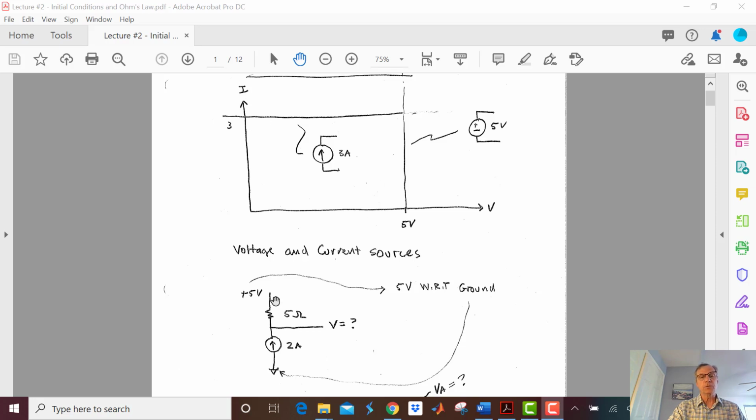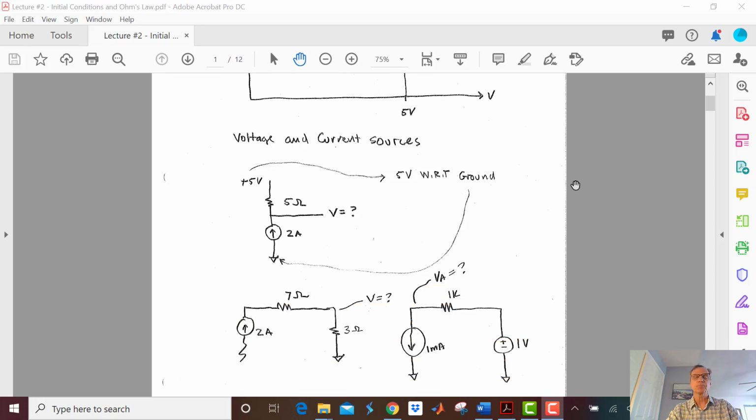Our voltage source here is accepting 2 amps. So our 5-volt voltage source has a current of -2 amps. So there are some positive and negative signs floating around here, and you may want to stop the lecture and make sure you're really comfortable with that, because we're going to use this over and over in this class.